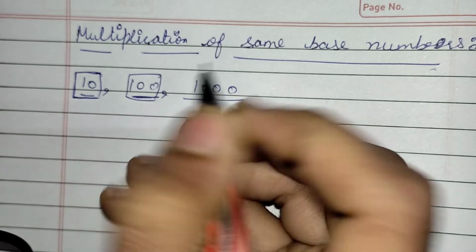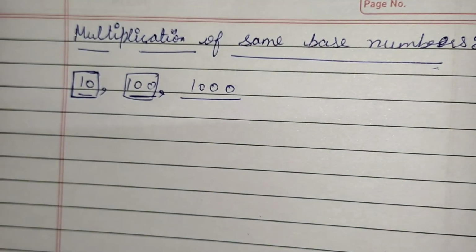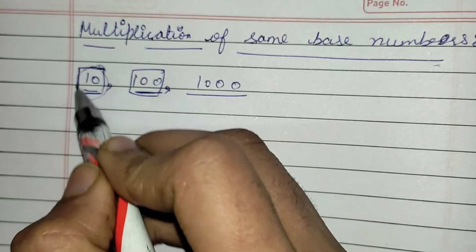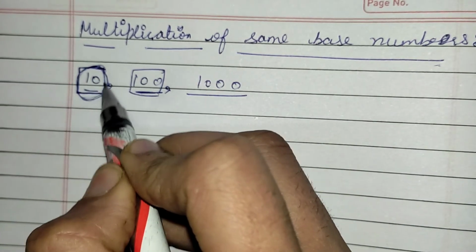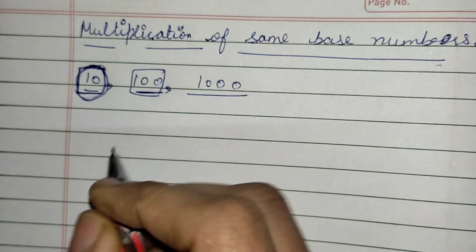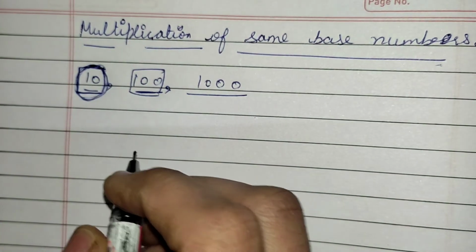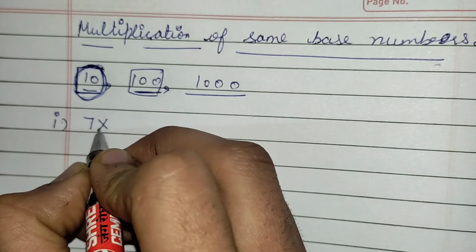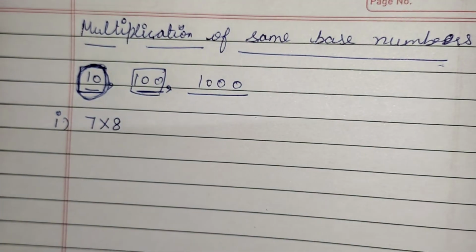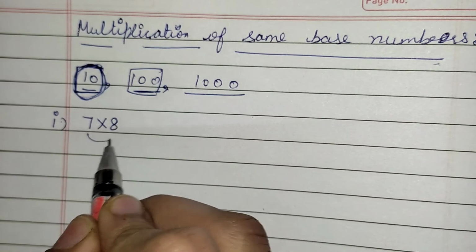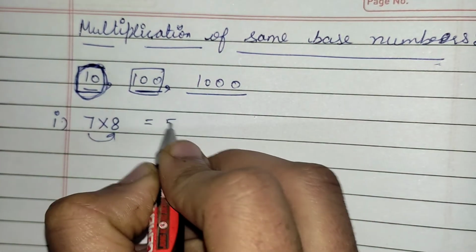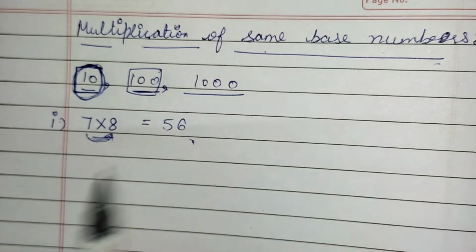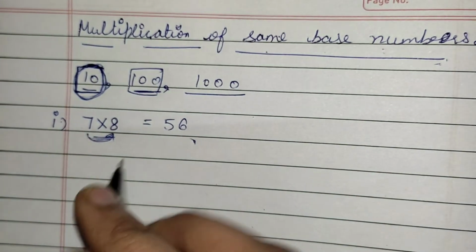Base means any value which we consider to make our calculation simpler, meaning our number is somewhat near to this, or somewhat less than this, or somewhat more than this. So let's start today's first example. Suppose we have to multiply 7 into 8, which we know in advance will be equal to 56. But how can we solve it using this method of multiplication with the same base numbers?